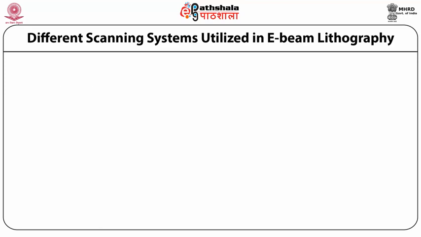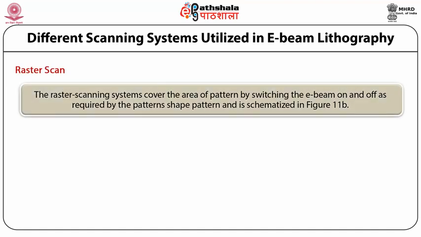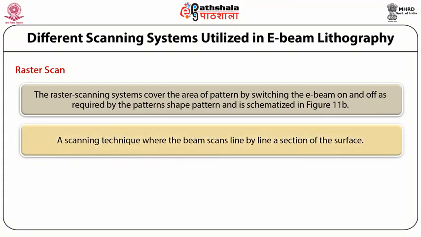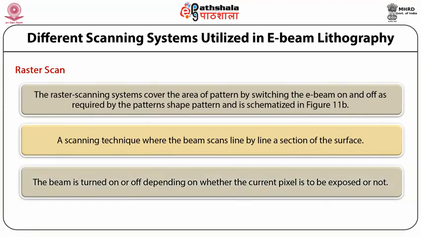The second type of scan is called the raster scan. Here, the scanning systems cover the area of the pattern by switching the E-beam on and off as required by the pattern's shape, and is schematized in Figure 11b. It is a scanning technique where the beam scans line by line a section of the surface. The beam is turned on or off depending on whether the current pixel is to be exposed or not.